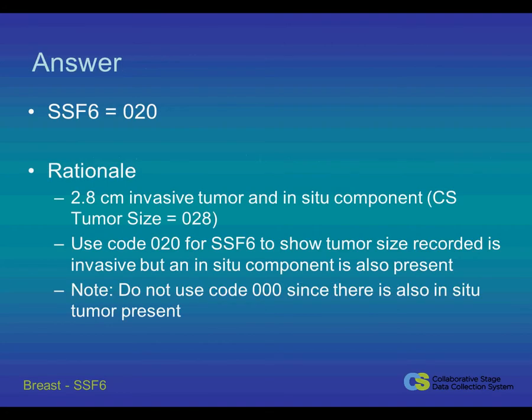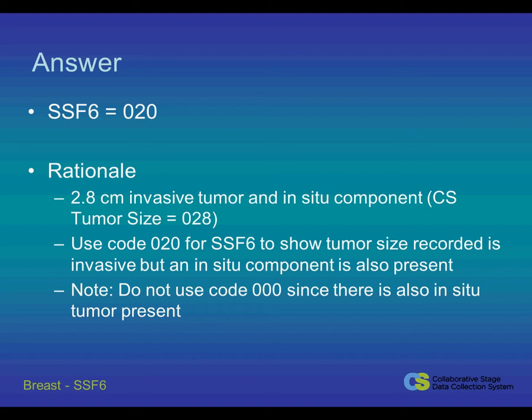The answer for site-specific factor 6 is 020. The pathology report stated that there was an invasive tumor which was 2.8 centimeters. The CS tumor size will be recorded as 028. Since that was the size of the invasive tumor, you need to capture the fact that the size of the tumor you're recording has an invasive behavior.